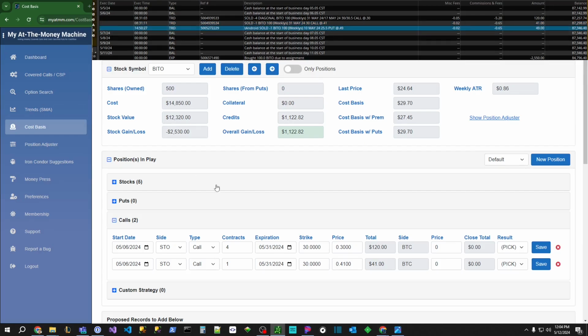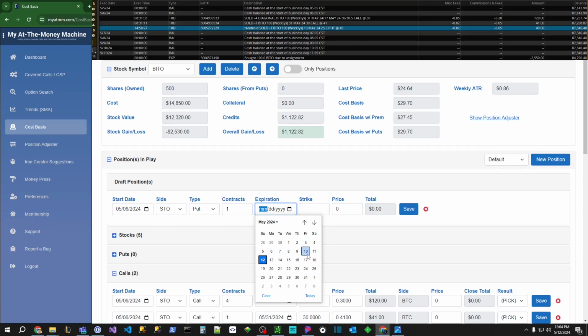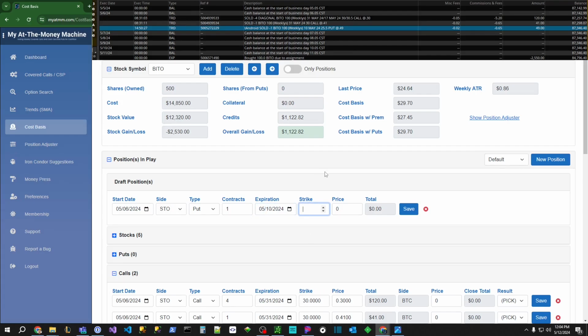Now we need to track the cash secured put. All right, so add another position, May 6th again, sell to open. This is going to be a put. It's going to be 1 contract. The expiration is going to be May 10th, which was this past Friday. The strike that we did that at was 25.50, as you can see right there in Thinkorswim.